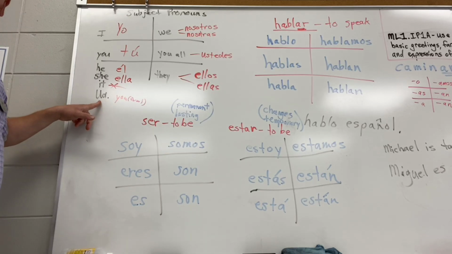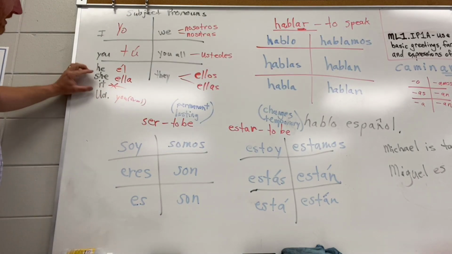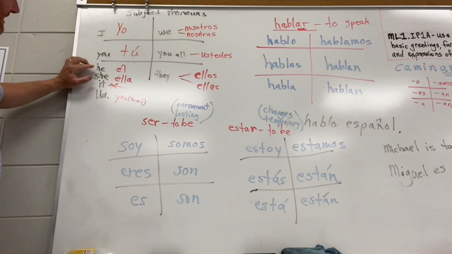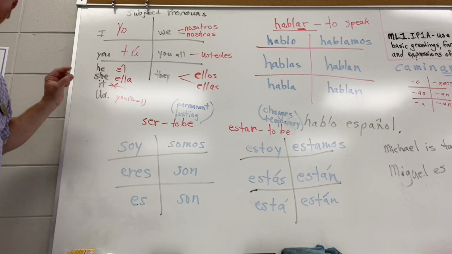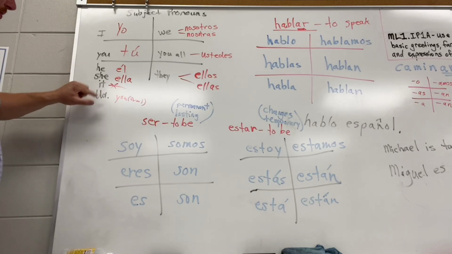And we do have usted, which is you formal. Now, note here that we group the usted form along with he, she, and it. The reason being is that the ending that the verb uses for usted is the same as he and she, so that's why we put it here.